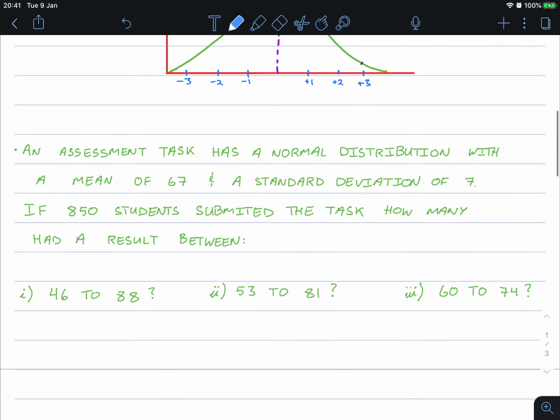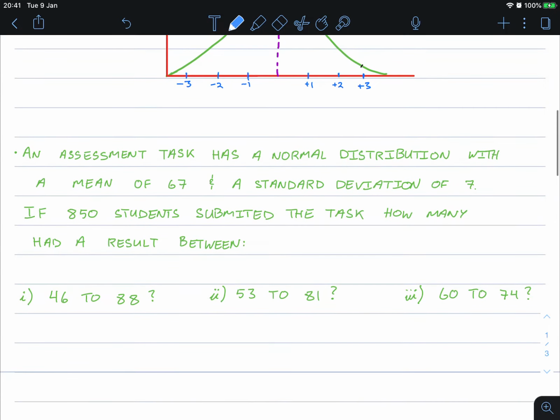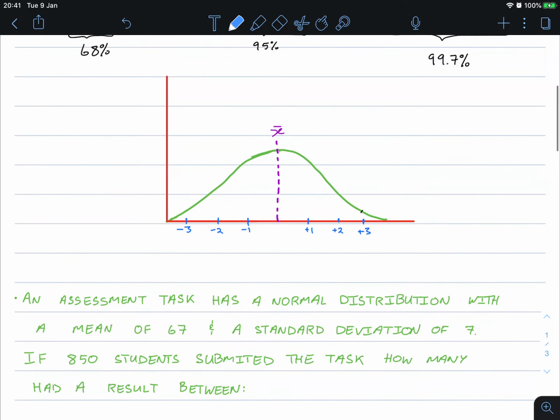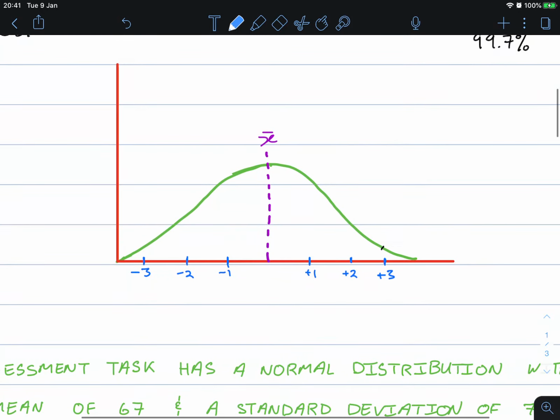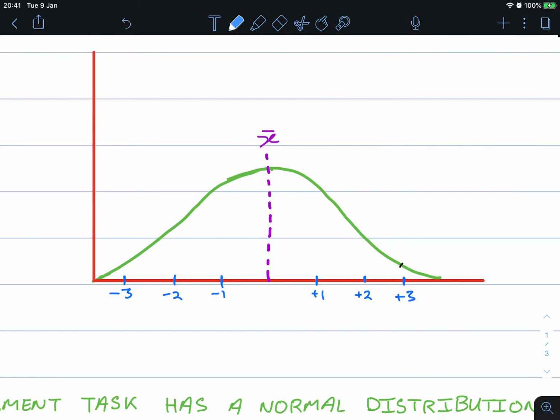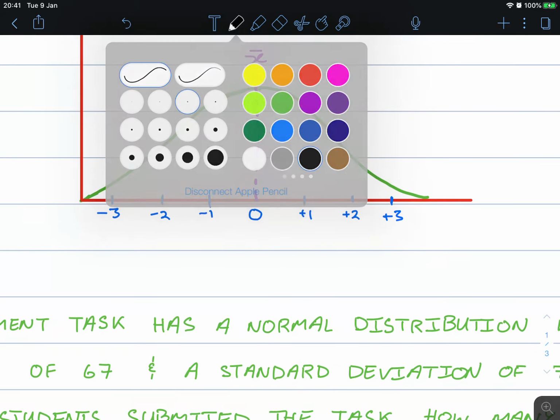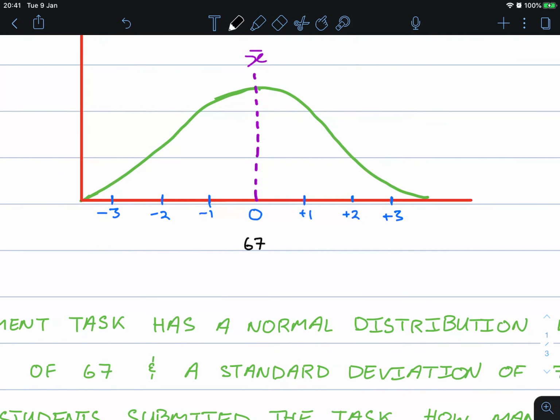An assessment task has a normal distribution with a mean of 67 and a standard deviation of 7. So let's write this down first into our given, or you can draw it yourself. So here's our normal distribution. Now the mean has a standard deviation of 0 because we haven't moved from above or below the mean. So the mean value was 67. So let's write that in. So 67 is our mean value.